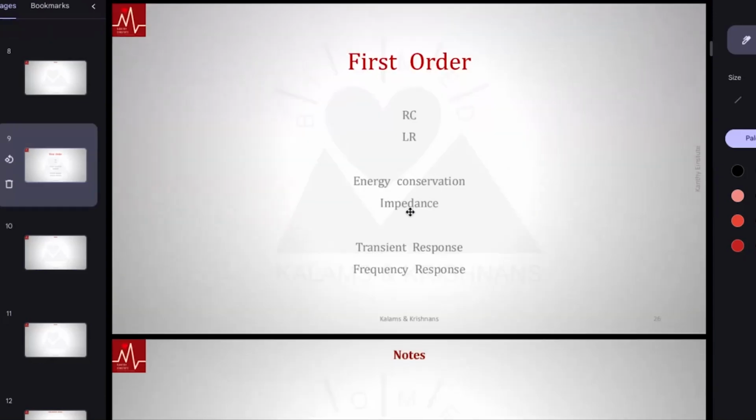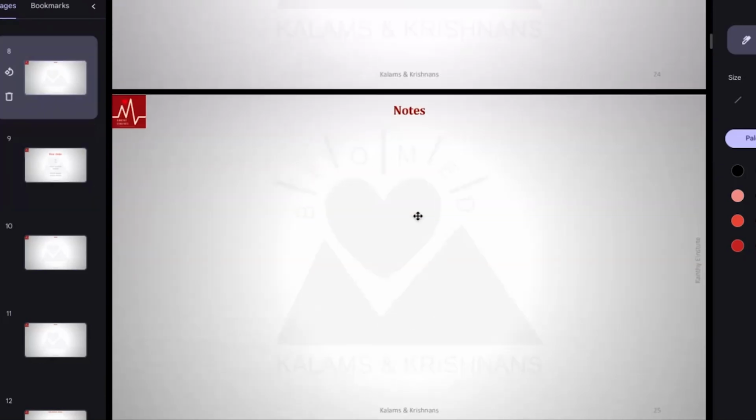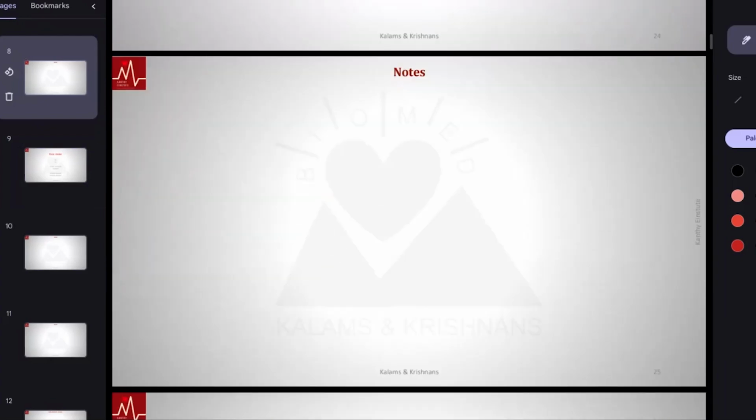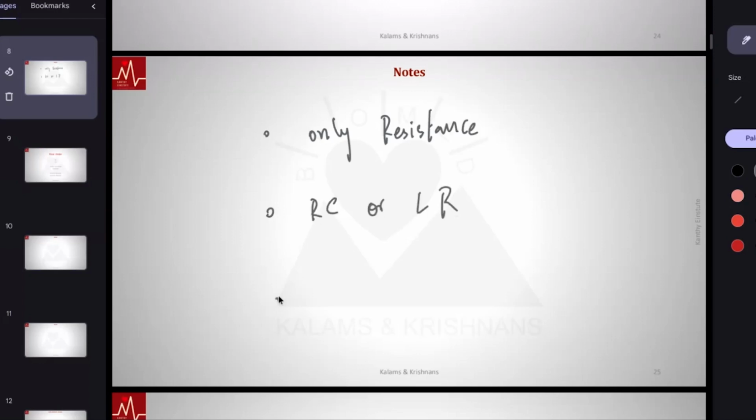Now, we are done with circuits that have only resistances. These are what I refer to as typically 0th order. Only resistances, changes are instantaneous. Then you could also have RC or RL, and then we have R, L, C. This is what we have done so far.